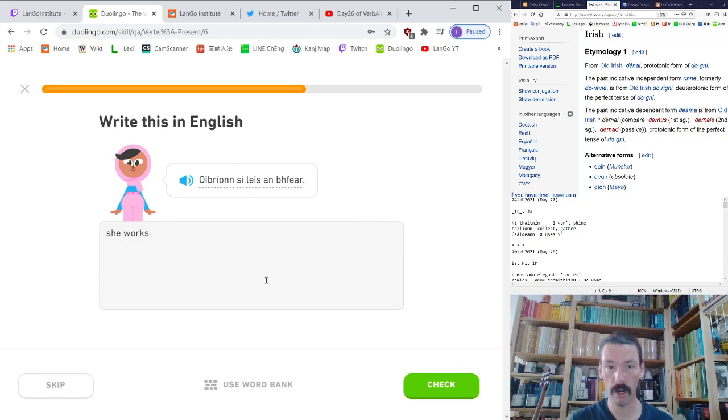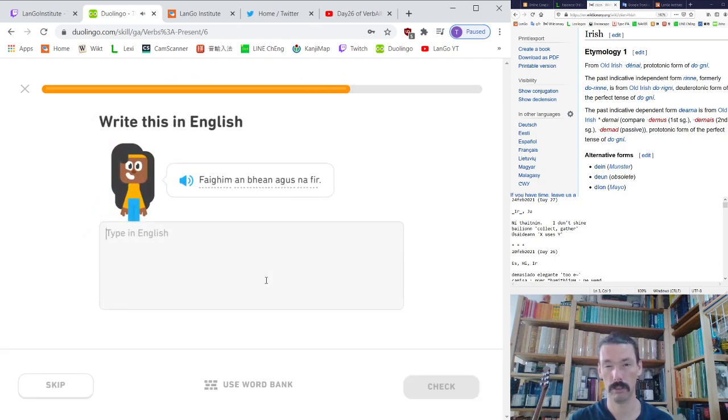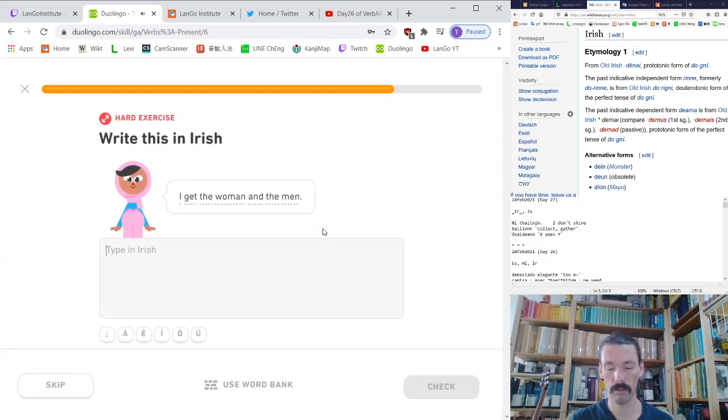Ibrin works leis a bhar, with the man. Feicim an bhean agus na fir. I see the woman and the men. Bean, singular, the woman; agus, and; na fir is the plural word, the men. I get them. I need the spelling again. I use X, Y, and Z to stand for noun phrases. It helps me see at a glance that something is a verb rather than a noun or something else.